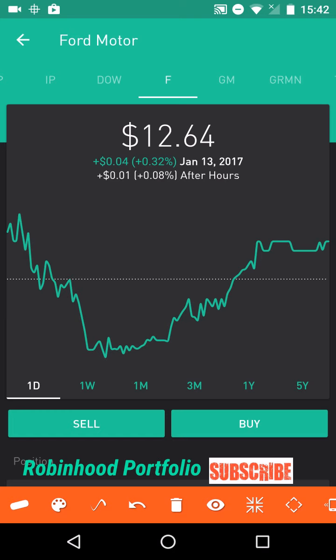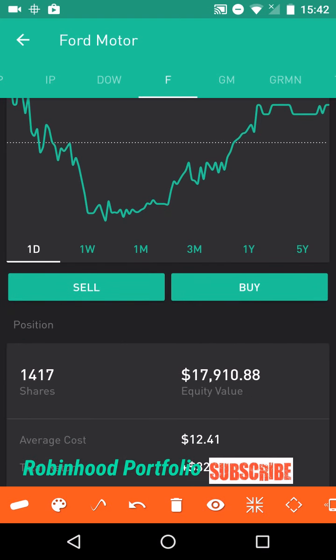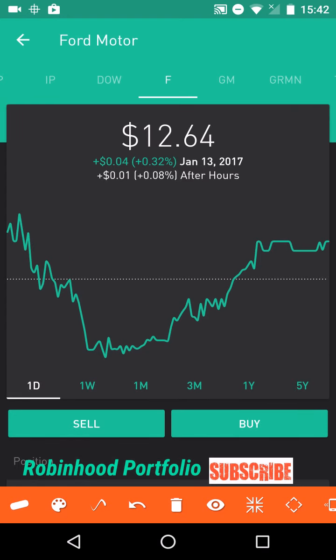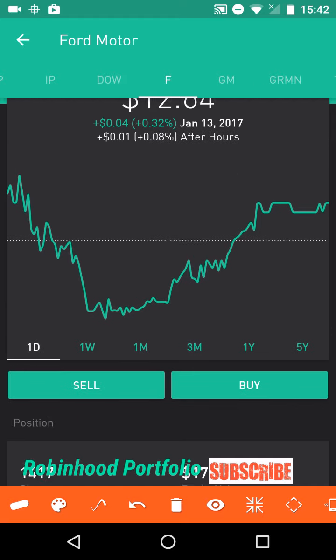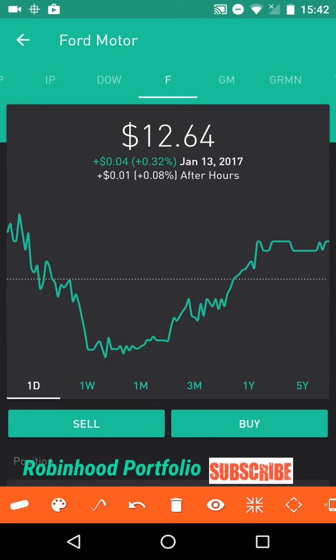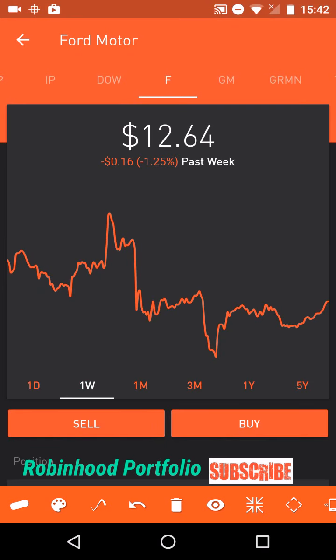As you guys know, I like Ford here. I have bought a lot of Ford. On the bottom, you can see I have 1,417 shares representing just over $17,900 worth of the stock. Primarily, that is for a buy and hold strategy, but I do like to do some day and swing trading, as I said, when the opportunity presents itself. So, how do I predict where the price of a stock is going? Well, I use, like I said, the moving average, and I thought I would give an example of that here with Ford.